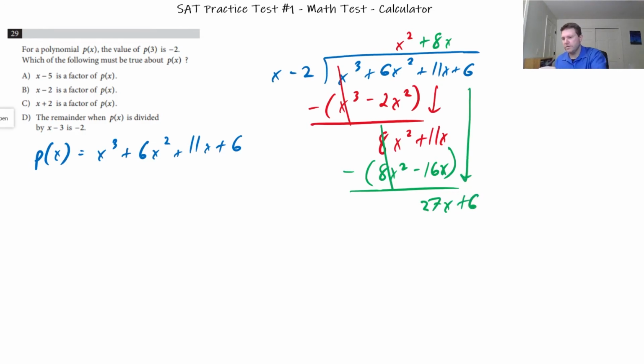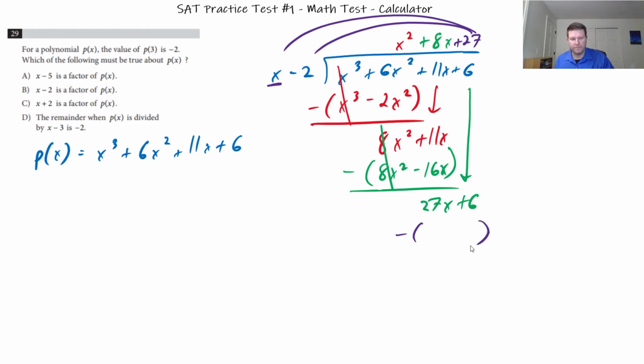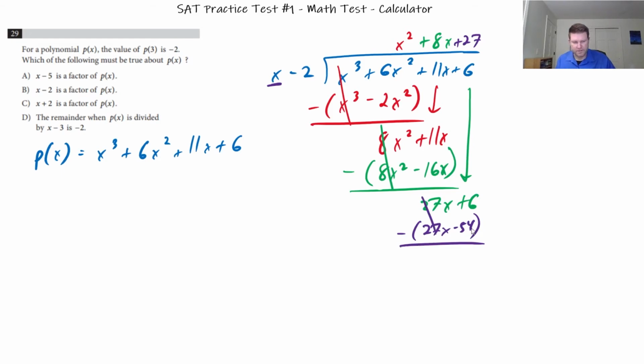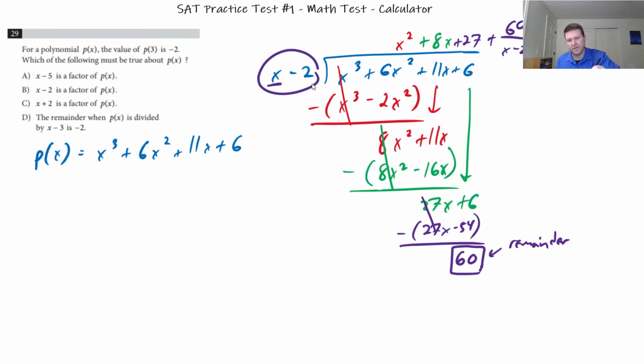So now it's, what do we multiply the x by to get up to 27x? And that would just be positive 27, which we're then going to distribute into this and then subtract from here. So subtracting 27x and then minus 54. So these guys cancel. 6 minus negative 54 is 60. Okay, this is the important part here. This is actually your remainder. So the remainder is expressed as plus remainder over what's called your divisor, so this guy right here.